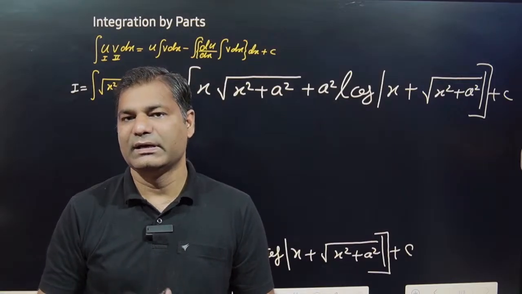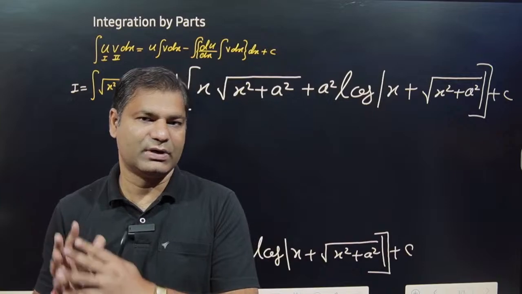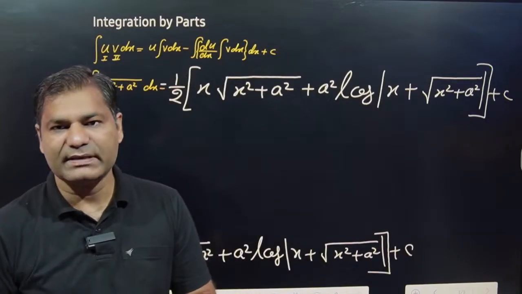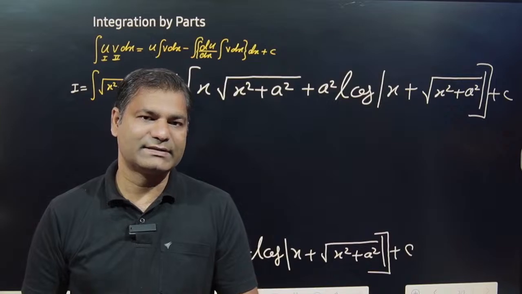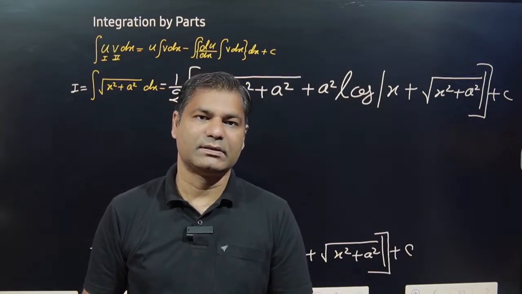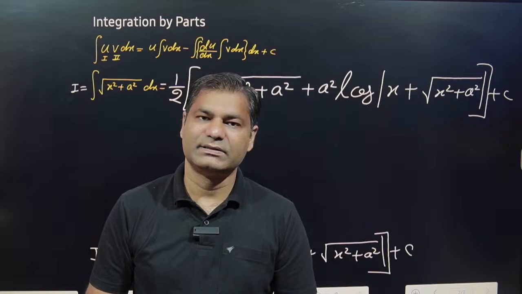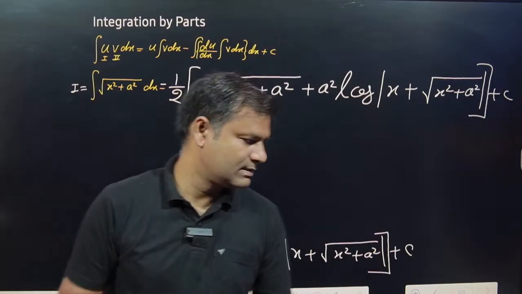So simply you can say that integration of under root x square plus a square is written as simply 1 by 2 in bracket x into under root x square plus a square, plus a square into log of x plus under root x square plus a square, and after that a new constant c. Clear? Make it.